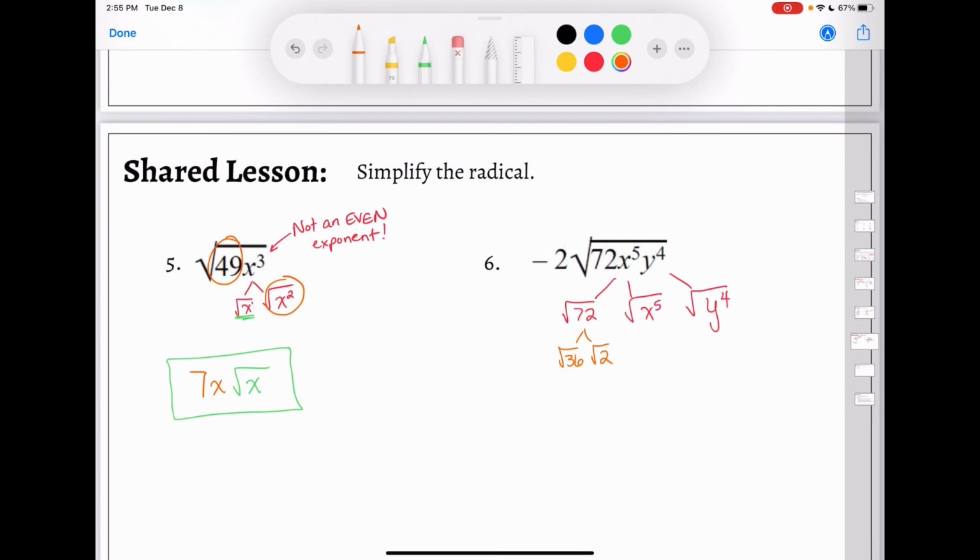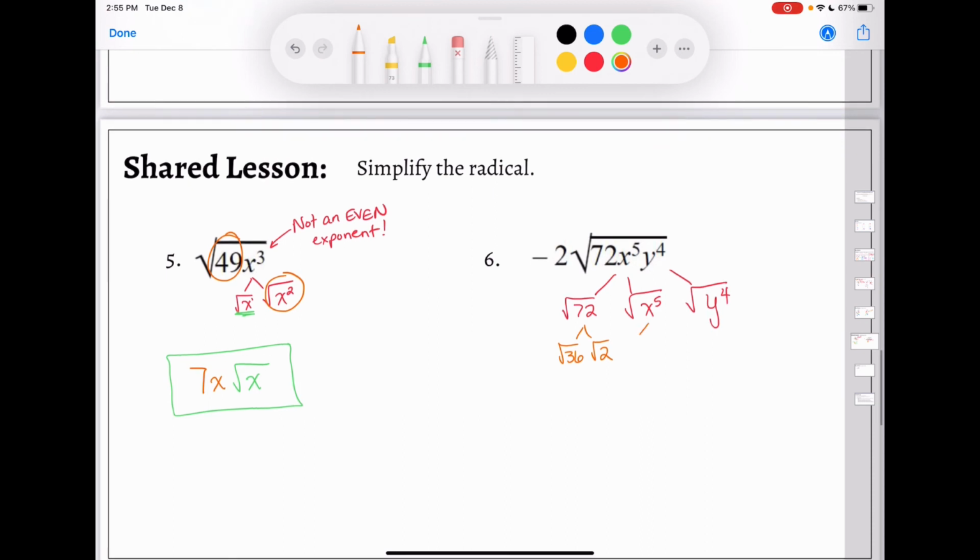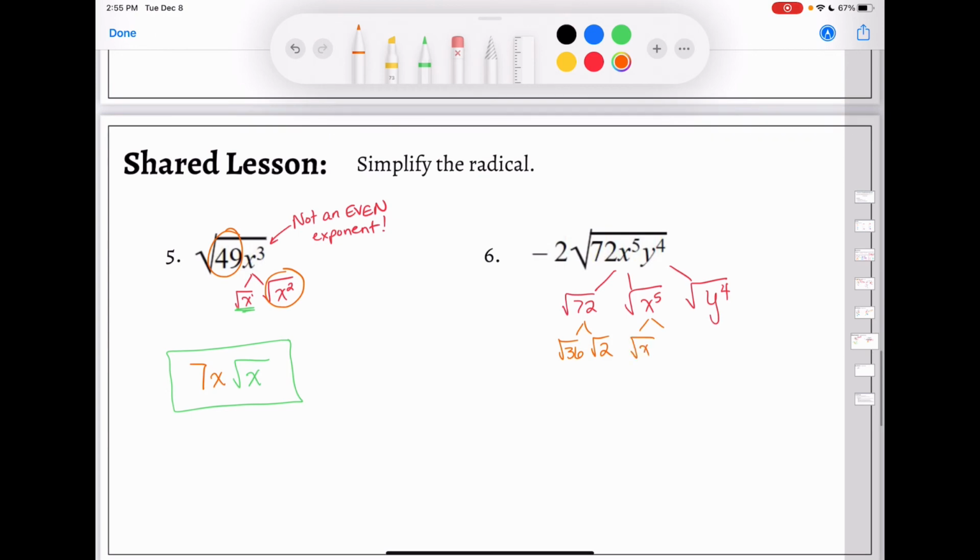Now the square root of x to the 5th. X to the 5th is not a perfect square, so I need to break that one down. There's a lot of different ways to do this. You could do square root of x to the 3rd and square root of x to the 2nd, but the square root of x to the 3rd, you'd have to keep going on that one, right? Then that one would have to be square root of x and square root of x to the 2nd, and that's a lot of work.